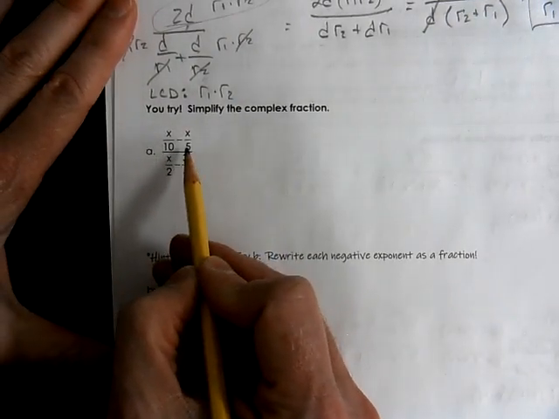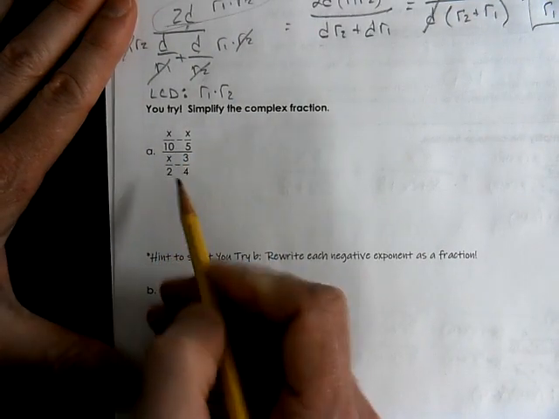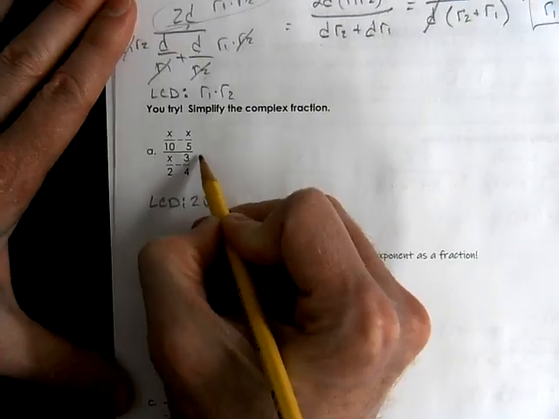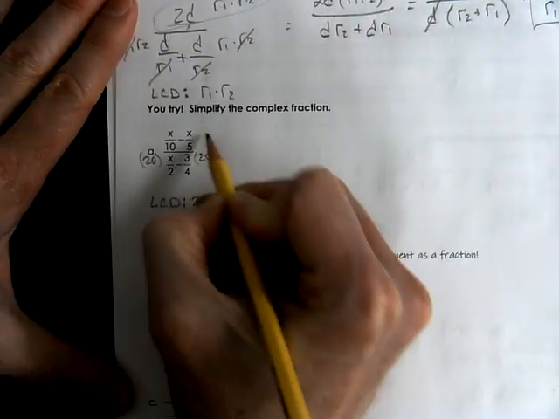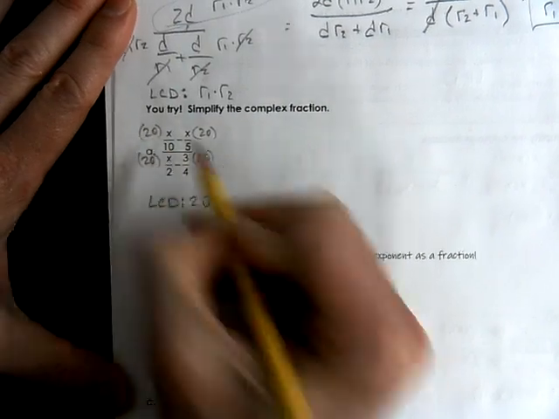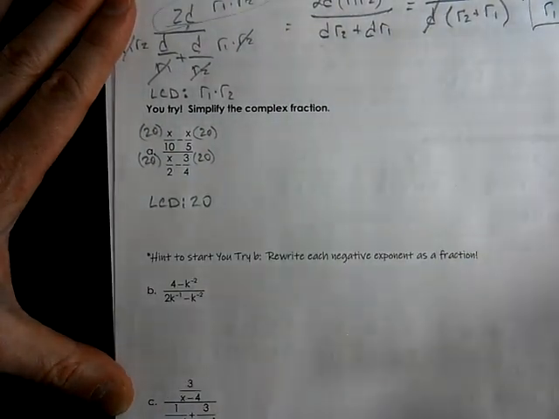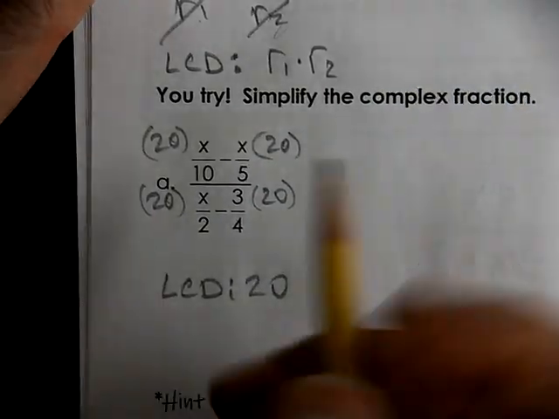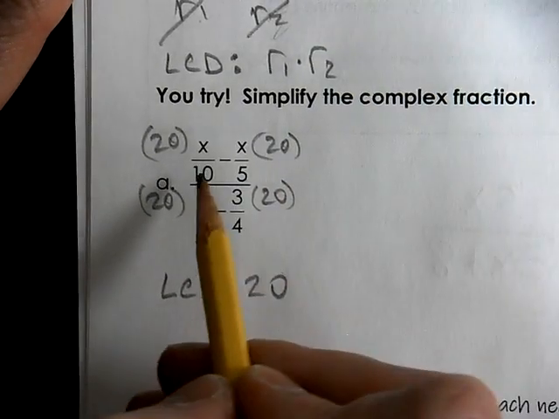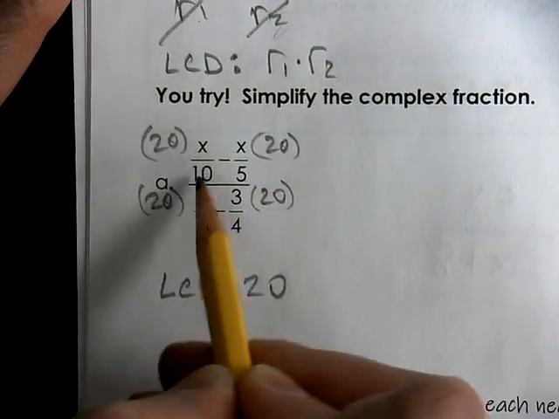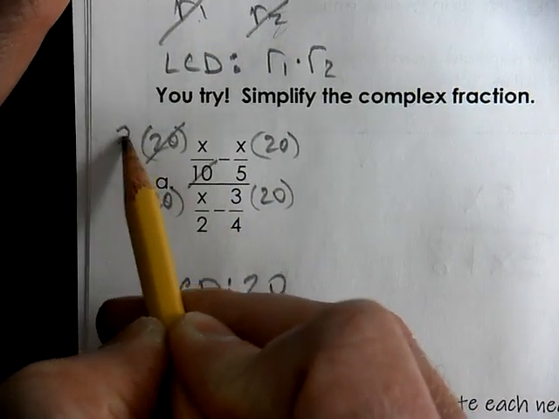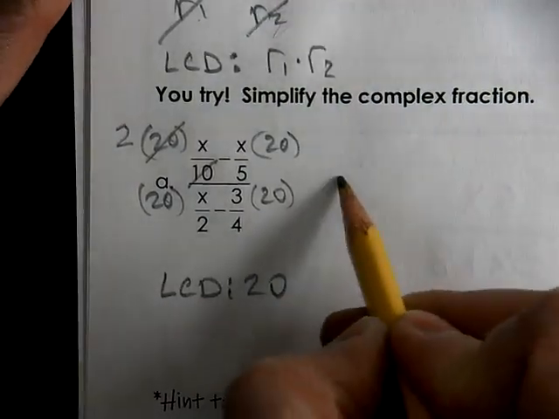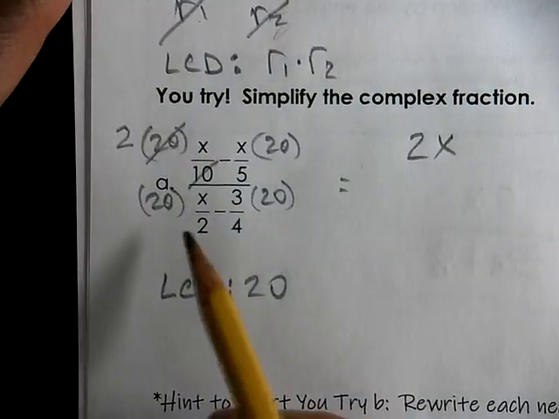So what do 10, 5, 2, and 4 all go into? They all go into 20. It's good to know your multiples. So I'm going to multiply everything by 20. You might consider this one a little simpler. So let's start in the upper left. How many times does 10 go into 20? So I'm going to cross out the 20 and the 10 and make a 2. So that's going to become 2x for the top left side.